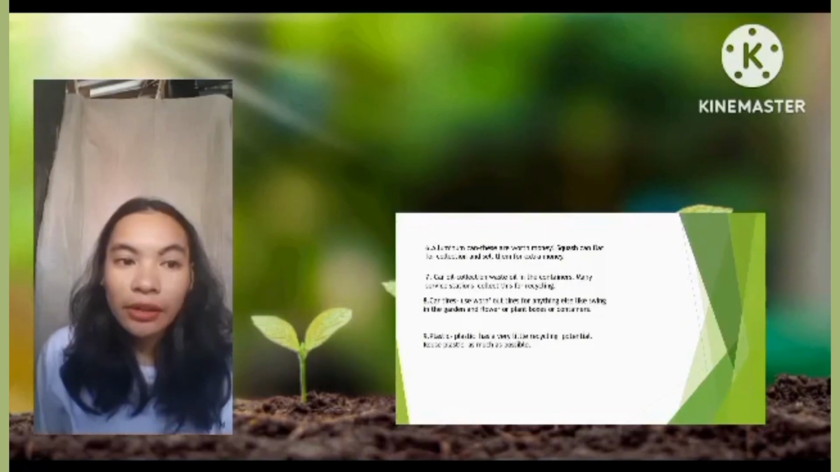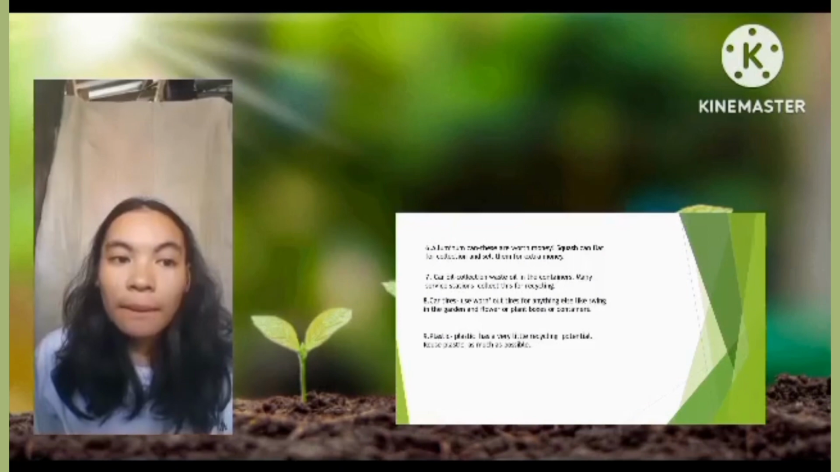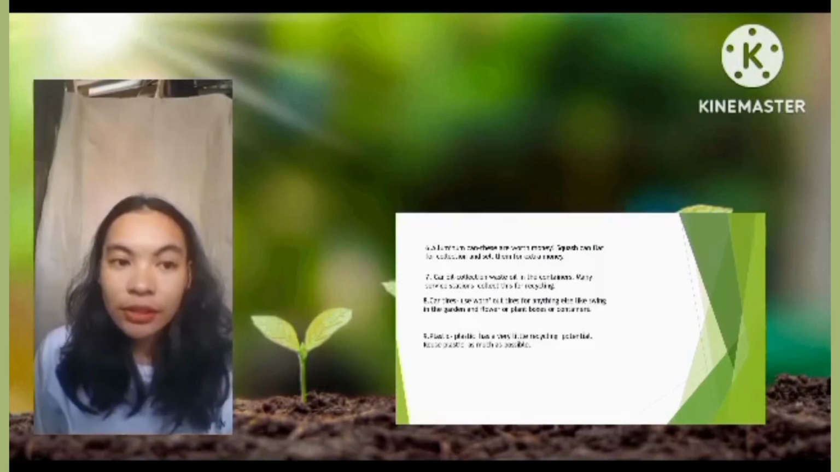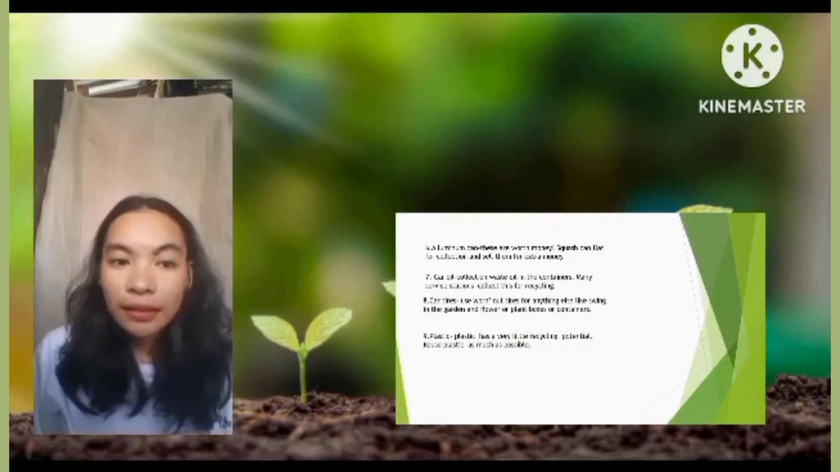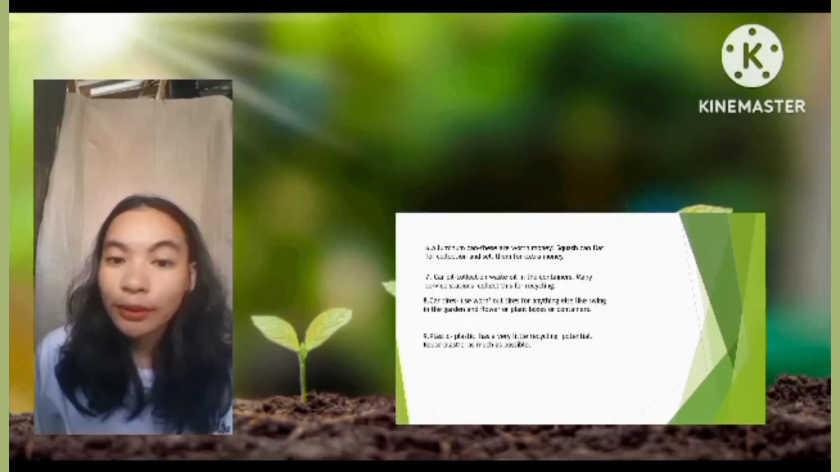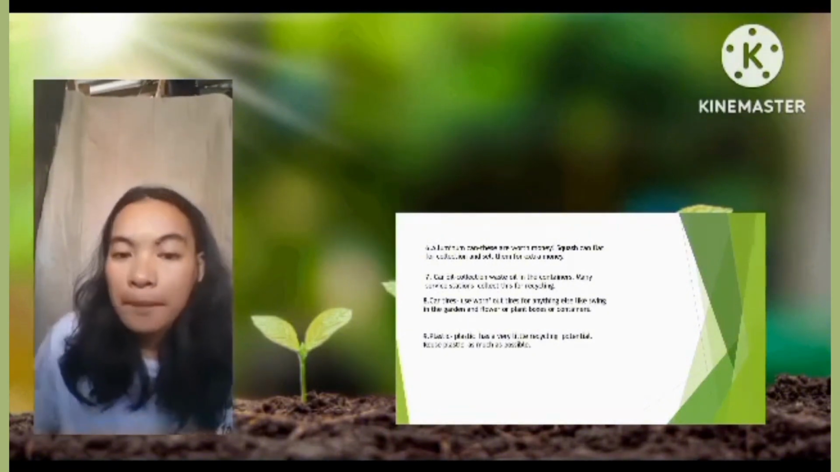Number 7, car oil. Collect waste oil in a container. Many service stations collect this for recycling. Number 8, car tires. Use worn-out tires for anything else, like a swing in the garden, and flower or plant boxes or containers. And number 9, plastic. Plastic has very little recycling potential. Reuse plastic as much as possible.